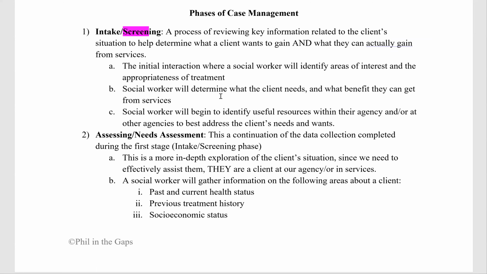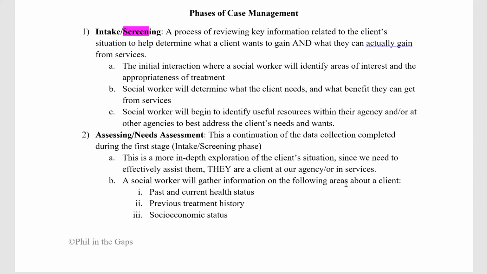So the social worker will try to determine what the client's needs are and what they want to benefit from, or what benefit they can get from services, because they can identify needs. But if we can't particularly help them, we're going to have to refer them out to somebody that can actually do so. And at the end of the day, the social worker will begin to identify useful resources within their agency and/or at other agencies to best address the client's needs and/or wants. So the first phase is to simply see, do you qualify for services? Can we open the screen door and let you inside the house?